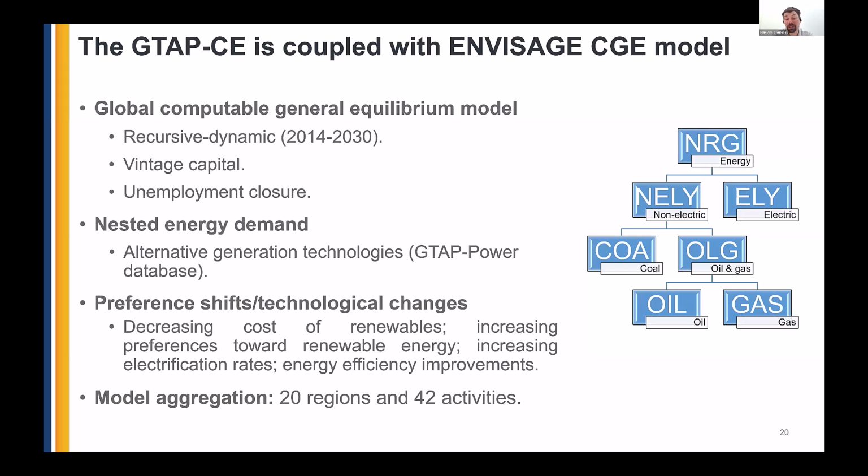We also applied a number of features when calibrating the baseline, which I won't discuss in too much detail, as it's discussed in the paper. But for instance, we assume decreasing cost of renewables, increasing preferences towards renewable energy, some commodity and sector-specific energy efficiency improvements, growing electrification rates, and so on. And we used an aggregation of 20 regions and 42 sectors, keeping almost all details of circular economy sectors and different generation technologies.